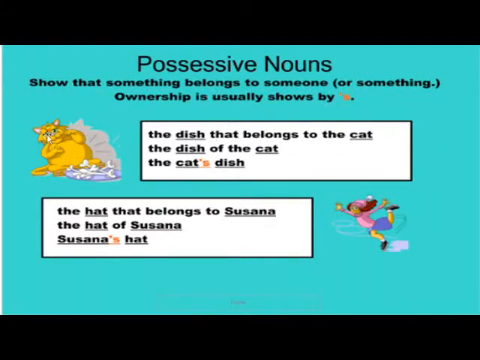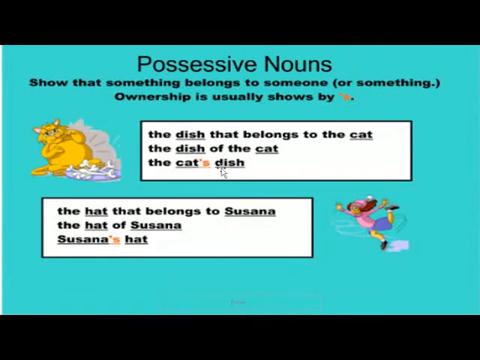If you notice here, I have one cat, and this cat is eating from her own dish. I want to talk about this dish. I will say, the dish that belongs to the cat. It means this dish is for this cat. Or in another sentence, I will say the dish of the cat.